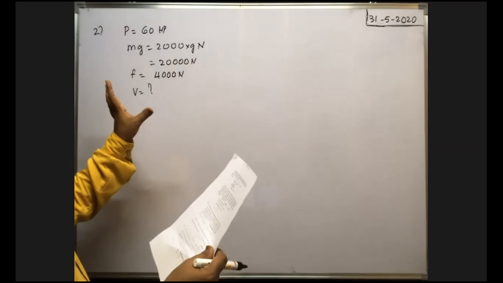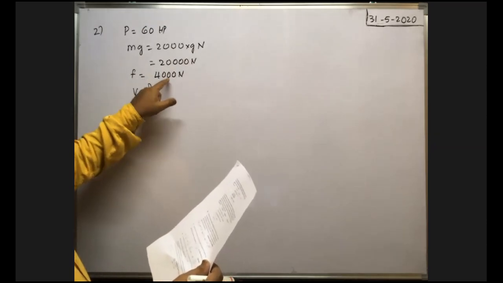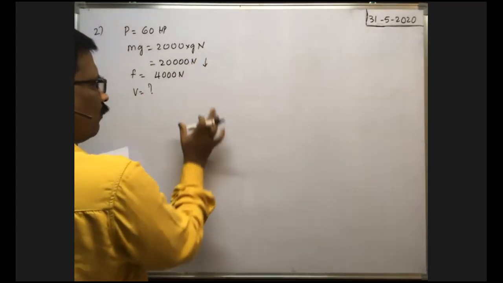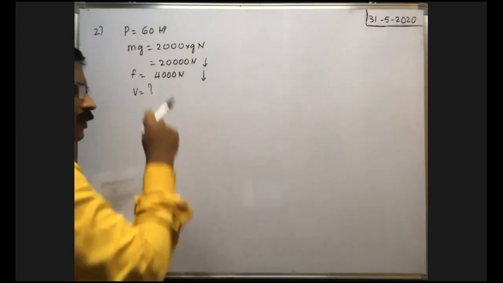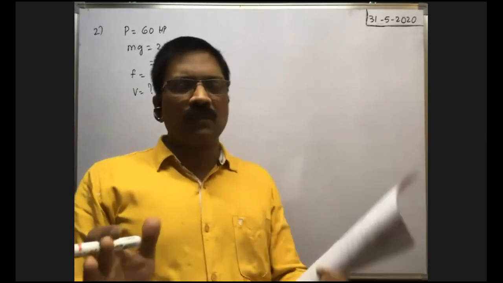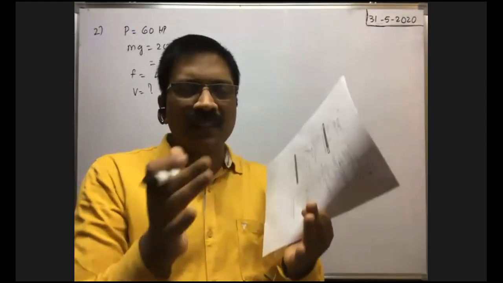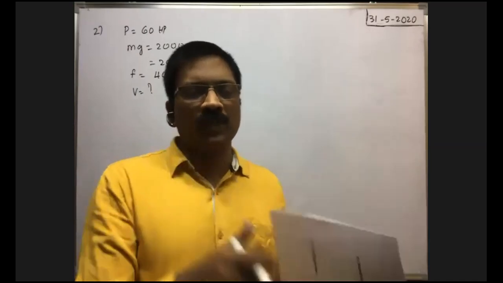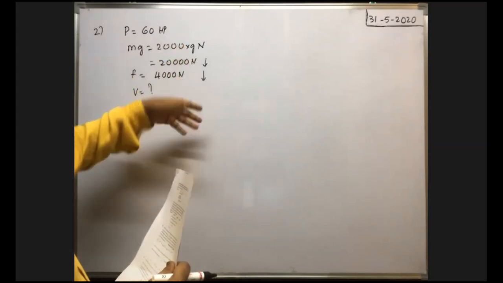But while the elevator is moving in the upward direction, the friction force acting on the elevator is 4,000 Newton. So here weight acts in the downward direction and friction also. While the lift is moving upward, the friction acts downward, because the lift moves on rails, and between the rail and the lift there is some friction force that opposes the motion of the lift while moving upwards. That's why friction acts downward and weight always acts downward.